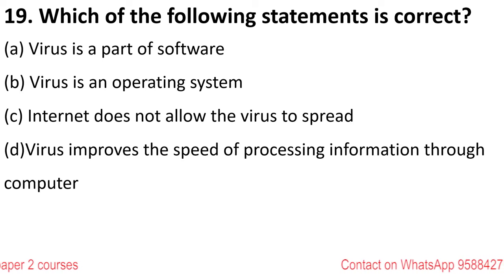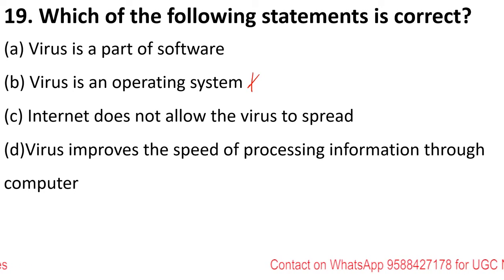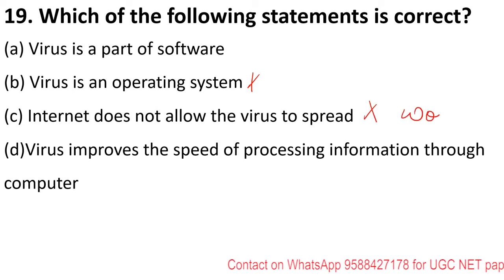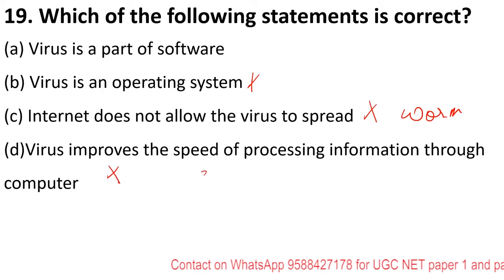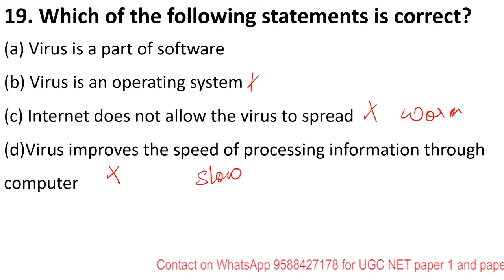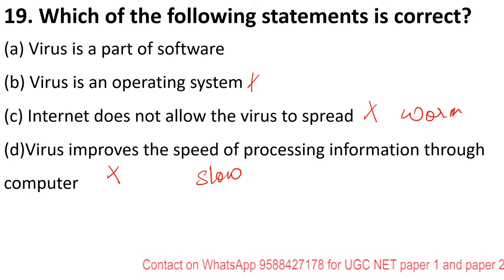Which of the following statement is correct? Again, you have to tell which is the right option. Virus is an operating system. No, it is not an operating system. Internet does not allow the virus to spread. This is absolutely wrong. There is a type of virus called worm. It can easily transmit from the computer to the network. Option D says virus improves the speed of processing information. No, absolutely not. Virus makes a computer slow. It does not make a computer fast. That is why A is the right answer.